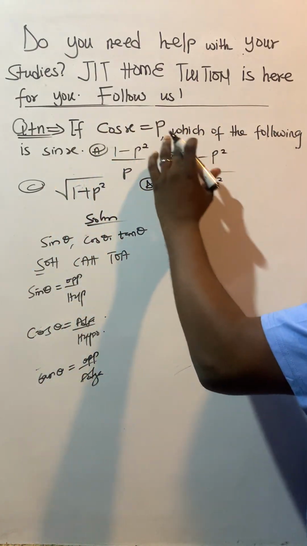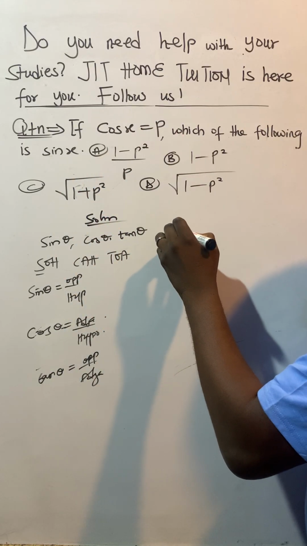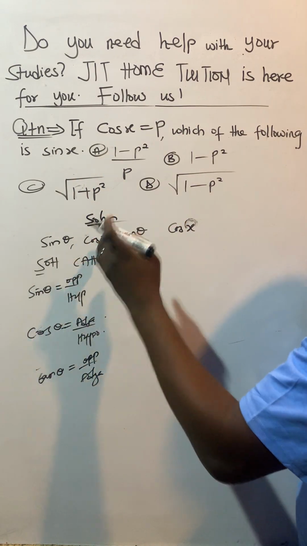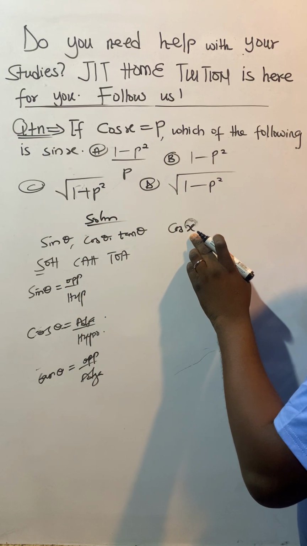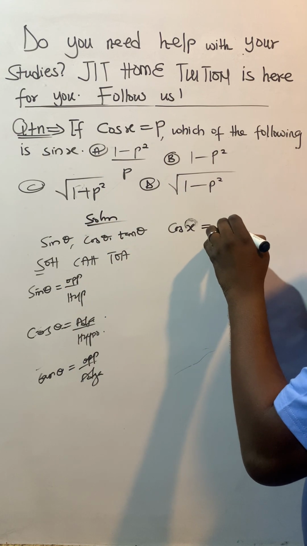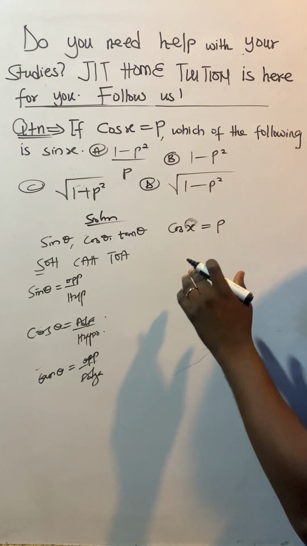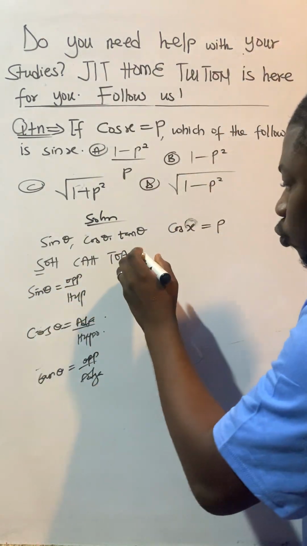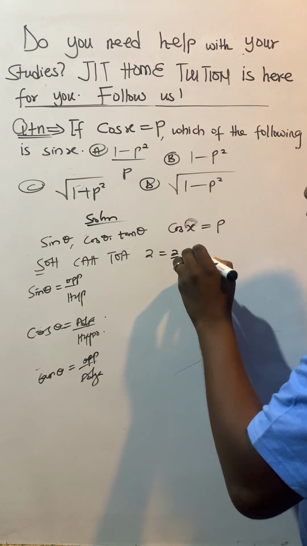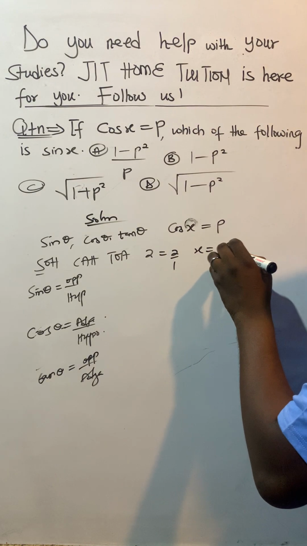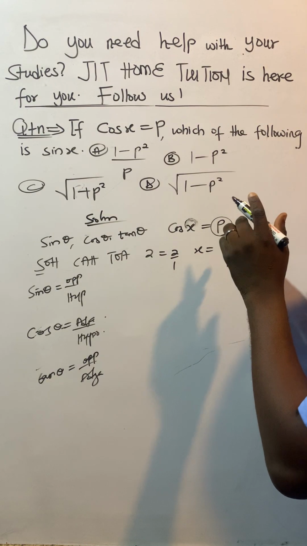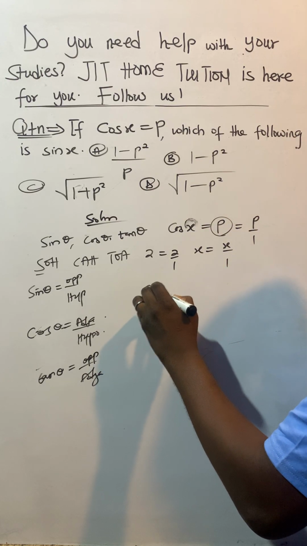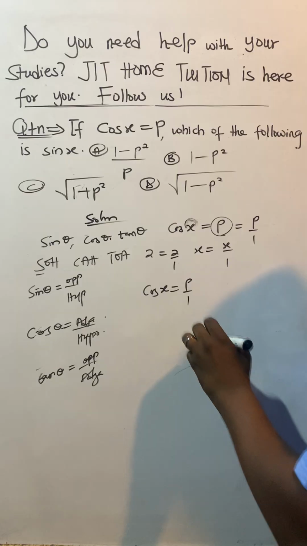The question is saying that if cos x, so in place of the theta is being replaced with a variable which is x, is equal to what? P. Now, any number that you see is the same as over 1. So when you see 2, it is the same as 2 over 1. When you see x, it's the same as x over what? 1. So this one that you are seeing, it is the same as p over what? 1. Meaning that cos x is equal to p over 1.